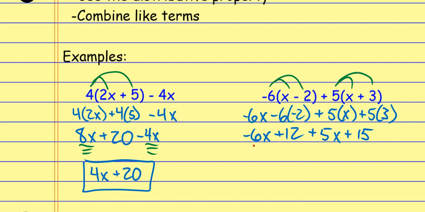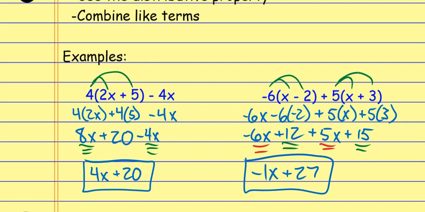I say, hey, look at this. This negative 6x and this 5x, I can add those together. A negative 6 and a 5 gives me a negative 1, so it's a negative 1x. And you can write the negative 1, or you can just write negative x. That's okay. Here that gives me a 12 and a 15, and that's a 27. So I'm using my distributive property, but then I'm also combining like terms to continue to simplify this thing, okay?